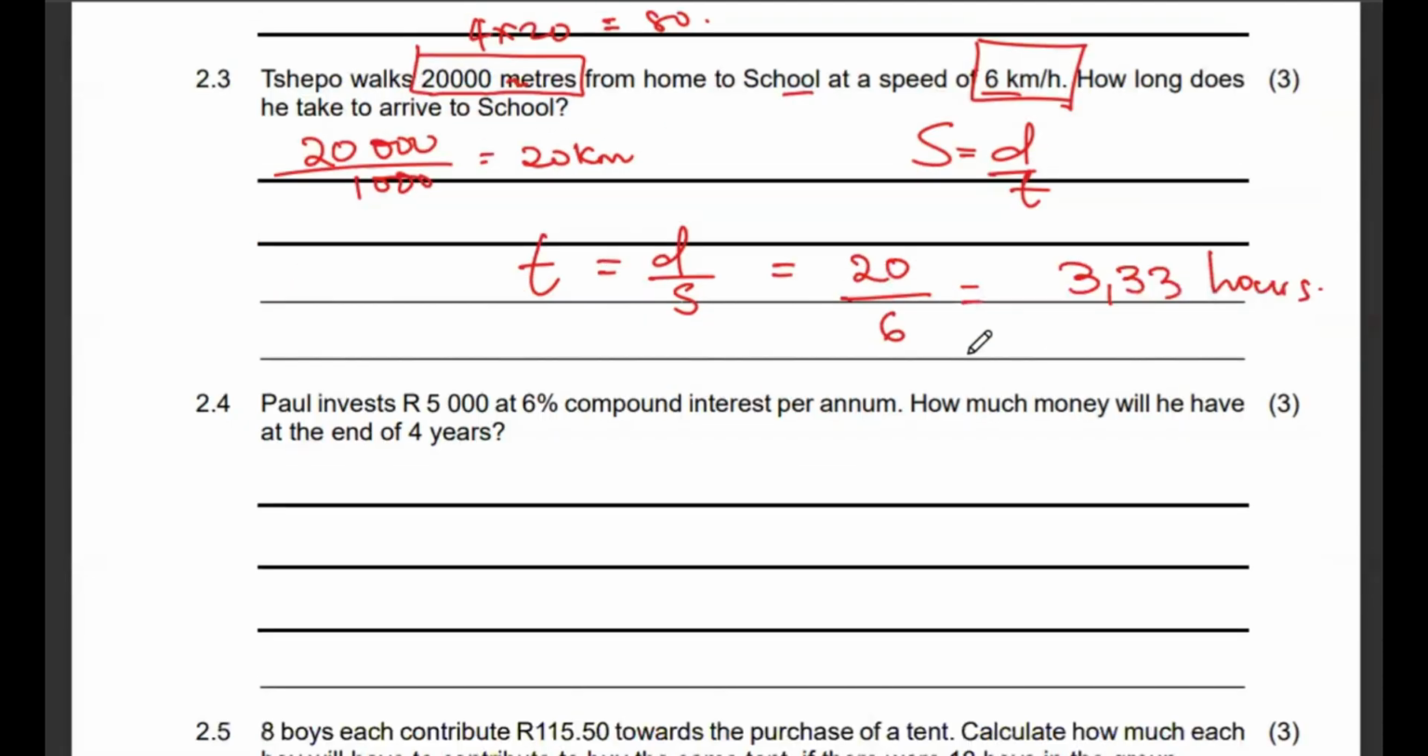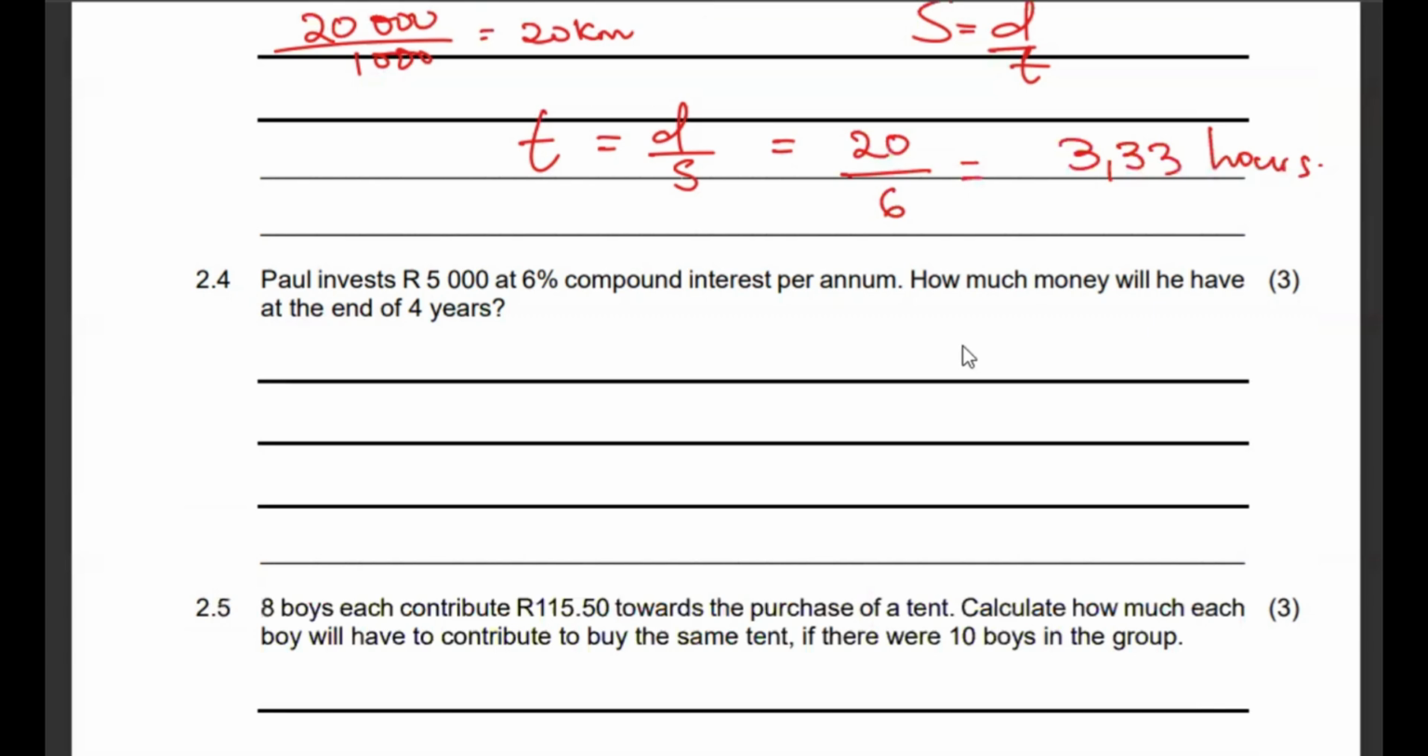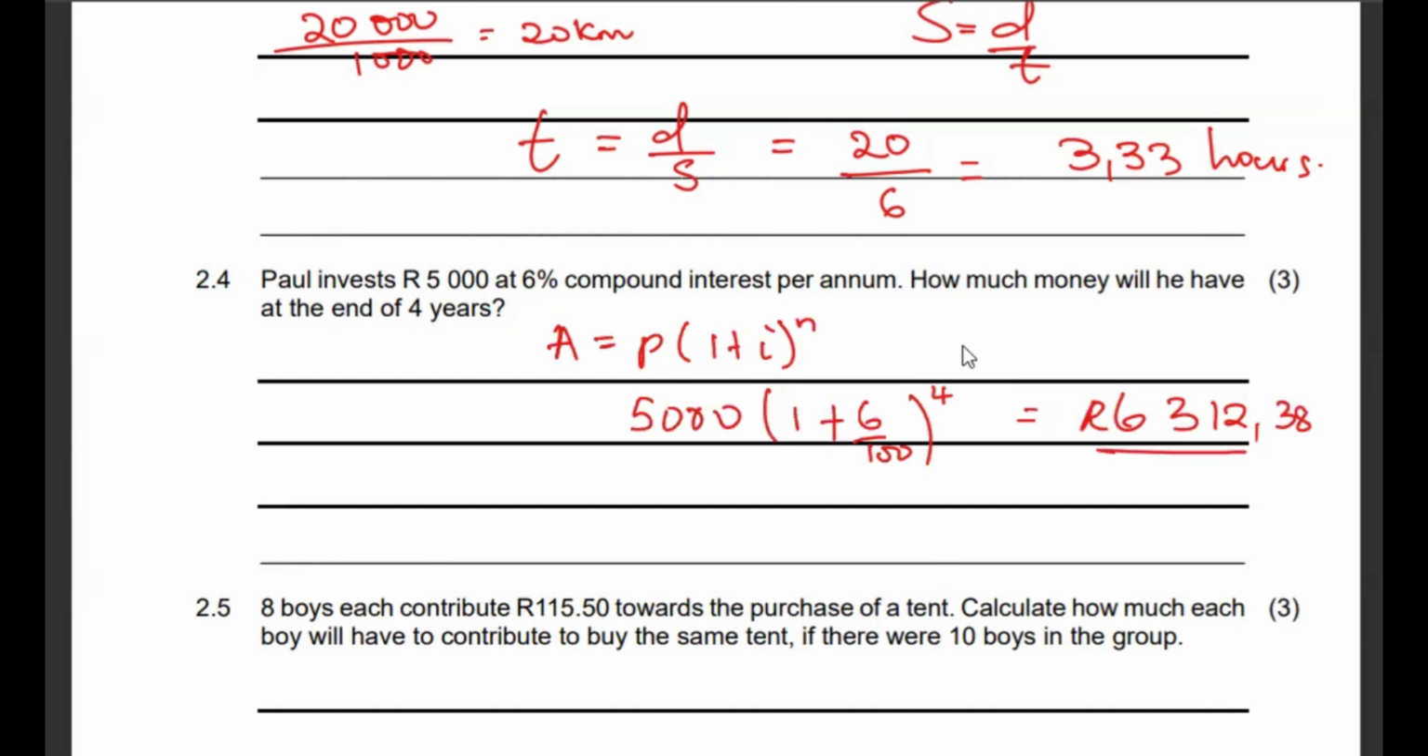for him to be at school by the required time. Okay, so Paul invests 5,006% compound interest per annum. How much will this person have at the end of the 4 years? So the compound interest formula is 1 plus i to the exponent of n. By the way, the good news is that in the grade 9 final examination, we always give you the formula page at the end of the paper. So for such formulas, you'll find them at the back of your paper, if you've forgotten some of them. Okay, so punching this into the calculator, we're going to have 6312,38. And then that becomes our answer.